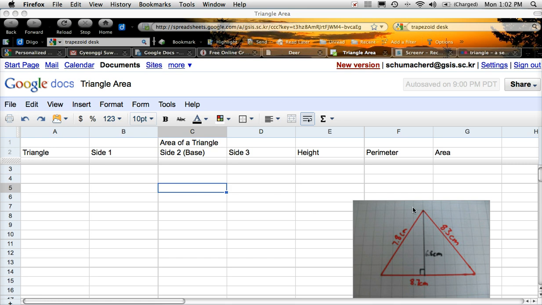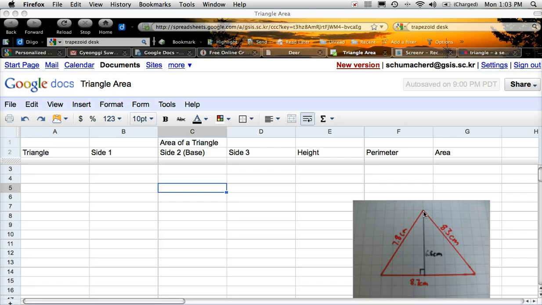Over here you can see my triangle. I've got side 1 here, side 2 which we're going to call the base side. That's really important that we call that the base side. Side 3 over here. And then we've got the height of the triangle. Now the height is a perpendicular height, the height from the base through to the point at the top here.